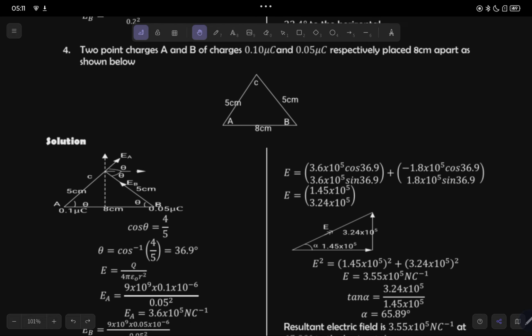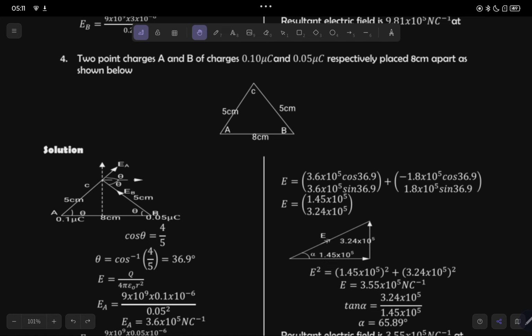Number four. For question number four, we have 2-point charges A and B of charges 0.10 microcoulomb and 0.05 microcoulomb respectively, placed 8 centimeters apart as shown below. There's no question here, but we are supposed to find the resultant electric field intensity at C.